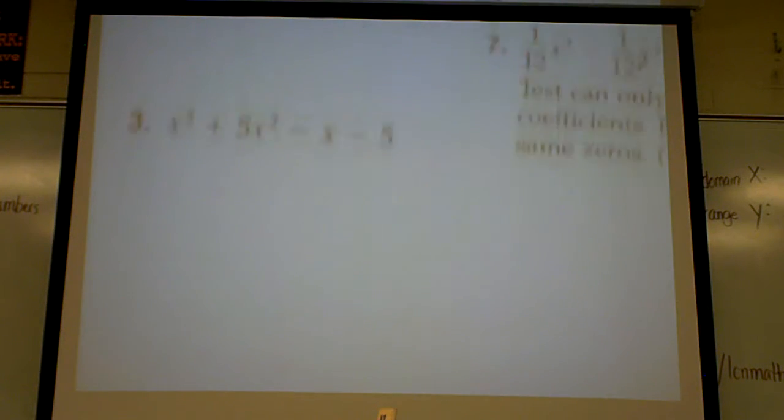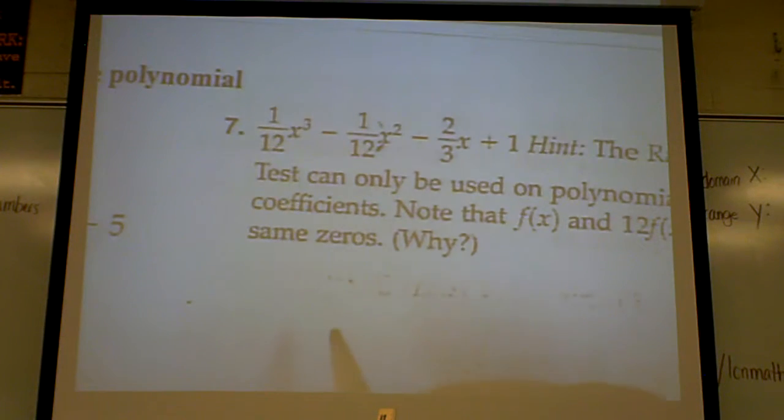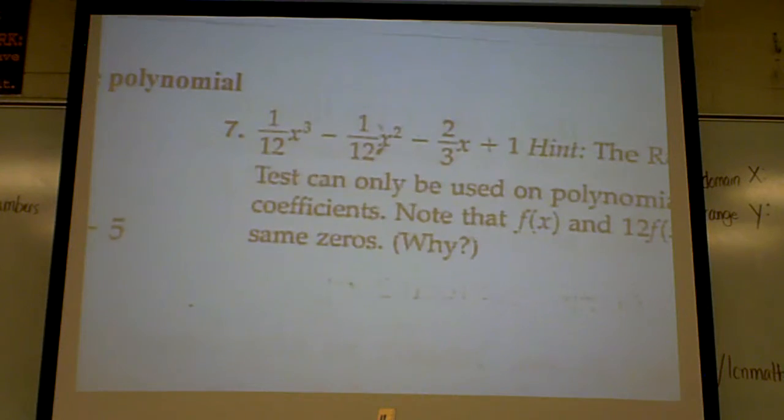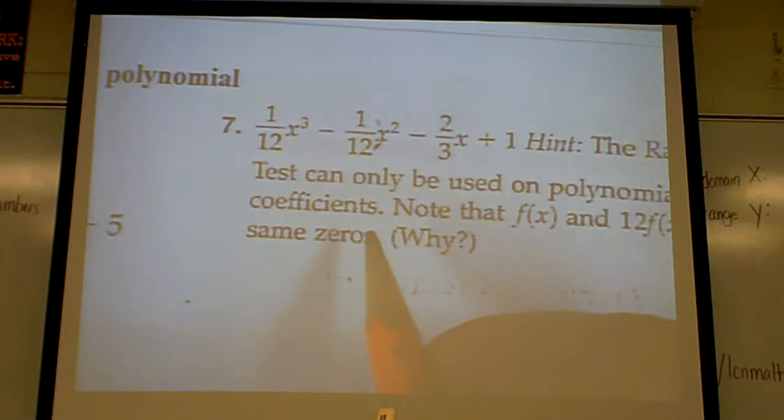We're gonna set 7 up. What's wrong with 7? To give you a hint, rational zero. But look at the problem: 1/12 x cubed minus 1/12 x squared minus 2/3 x plus 1. They don't all have common denominators. Let's get rid of the fractions. What are you gonna do? Multiply everything by 12. We're gonna multiply everything in here by 12, and then we're gonna do the problem.